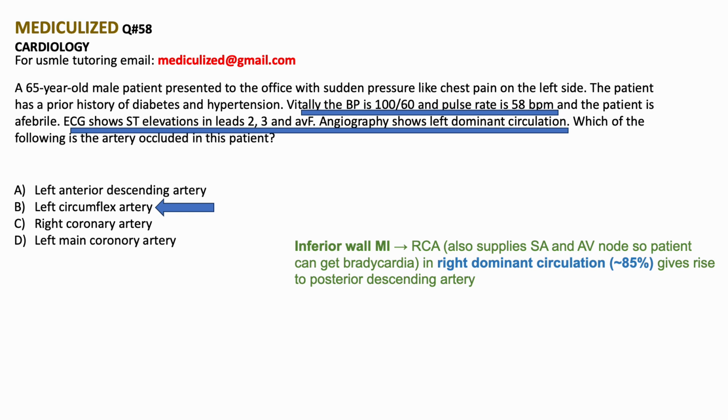In the right dominant circulation, which is about 85% of cases, the right coronary artery gives rise to the posterior descending artery. A small percentage of people, about 8%, are left dominant, which this patient is. In that case the circumflex supplies the PDA, and so here it's going to be the left circumflex artery that is occluded in this patient. So this is a very high yield EKG to recognize. This is more oriented to Step 1, so definitely high yield.